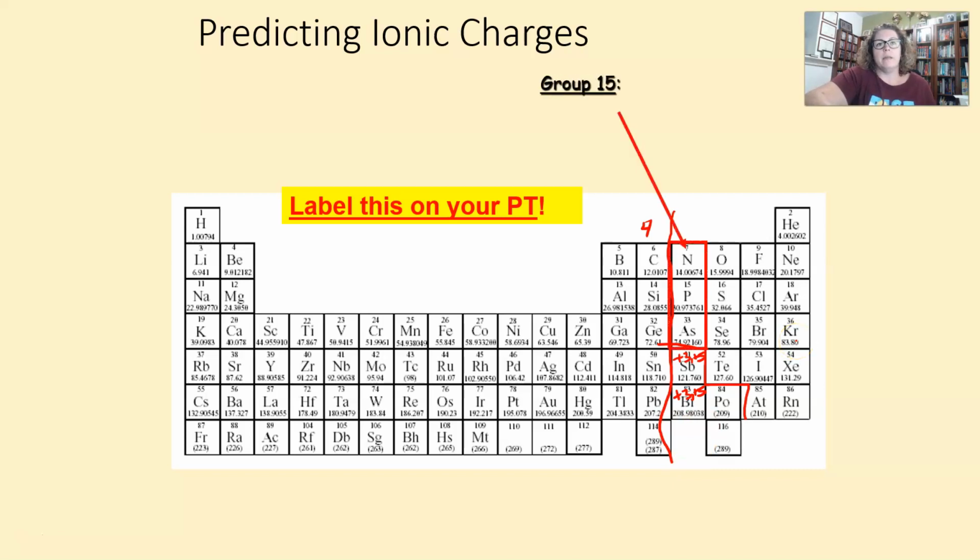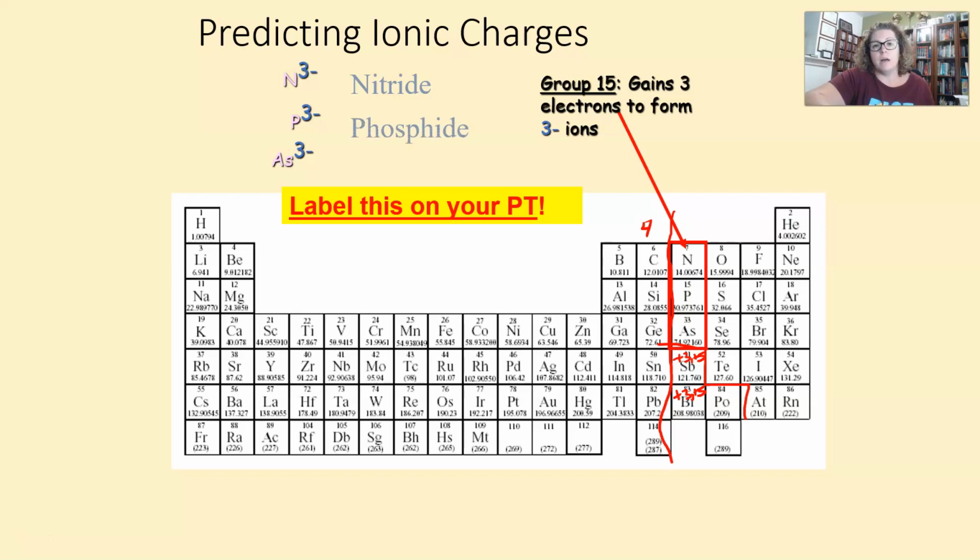But everybody in group 5, because they have 5 valence electrons, they will gain 3 electrons. Now check out the endings, okay? Like I said, there's a chart coming to help you with the spelling, but nitrogen becomes nitride, and phosphorus becomes phosphide, and arsenic becomes arsenide, okay?